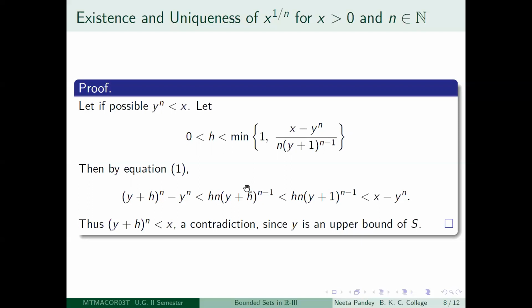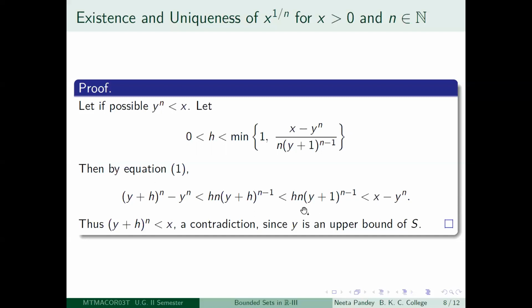So what have I done now is that suppose I choose my h to be less than 1. I want to just say that I will be able to get some h so that y plus h to the power n is less than x. So I have to make a choice of h. So first of all, you choose your h to be less than 1. So you will get less than h n times y plus 1 to the power n minus 1. So, something like this. What do you want? You want that y plus h to the power n should be less than x.